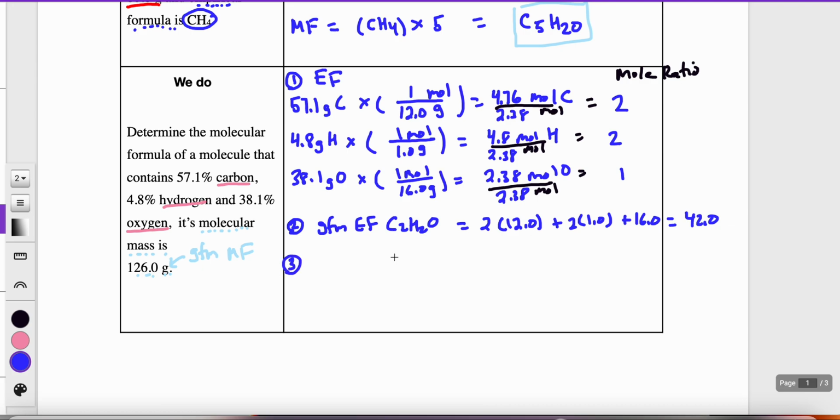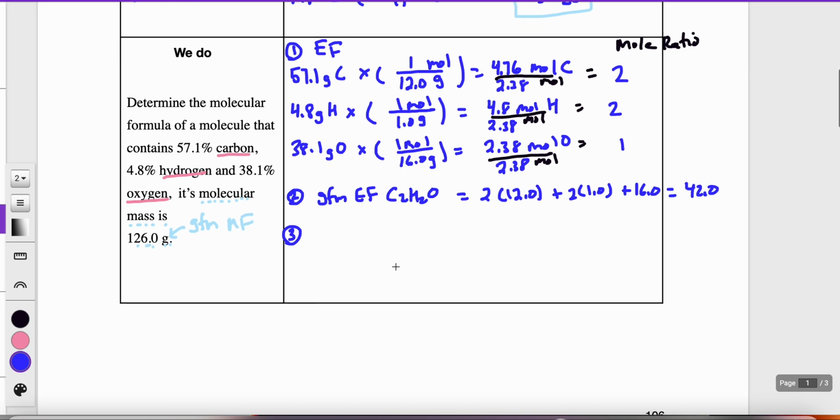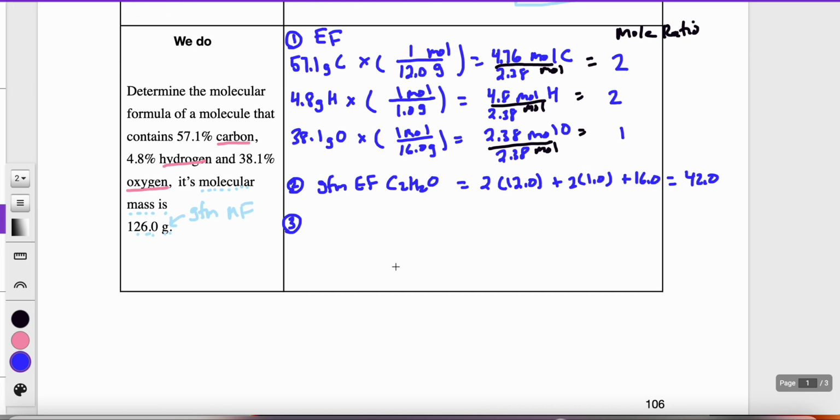Step 3, we need to figure out how many times larger is our molecular compared to our empirical. So we take our molecular formula data and divide it by the empirical. So the molecular formula is what was given to us in the problem. That's the 126.0 divided by the empirical formula's GFM. And so 126 divided by 42, the molecular is 3 times larger than the empirical.